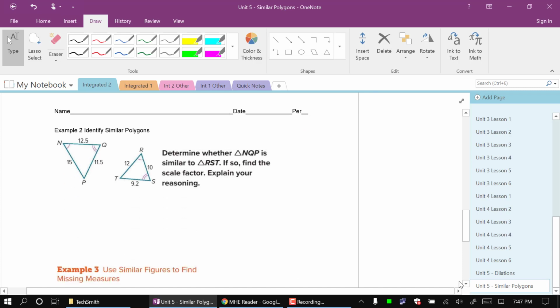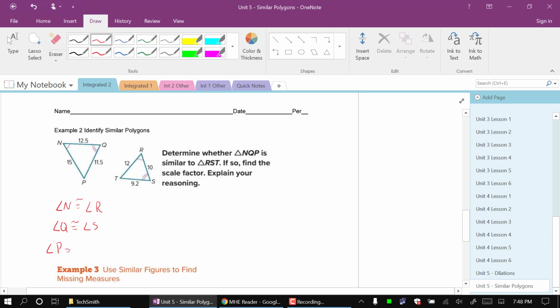Next, identify similar polygons to determine whether triangle NQP is similar to triangle RST. So we're going to start off with our angles. We notice here that angle N is congruent to angle R. Then we have this double mark, so that means angle Q is congruent to angle S. Well, what about these last ones? The last ones are actually going to be congruent too.